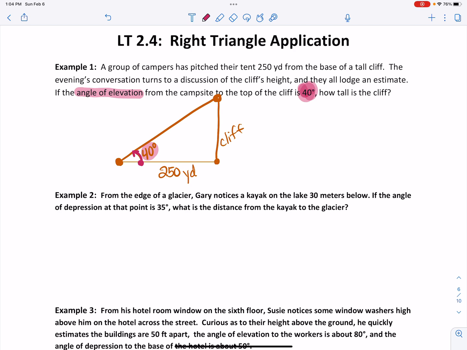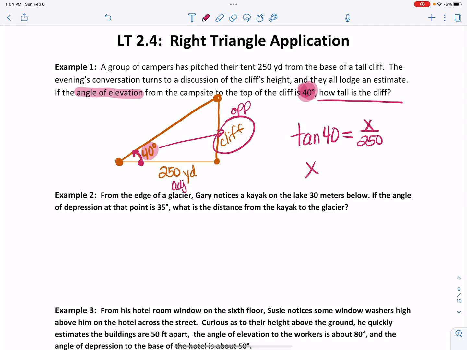So it says how tall is the cliff? That would be this side. From the 40 degrees, that's opposite, and I know the adjacent. So I'm going to use the trig function. The tangent of 40 equals x over 250. I have my calculator again, so I would do 250 tangent of 40 on my calculator. And my answer is 209.77 yards.